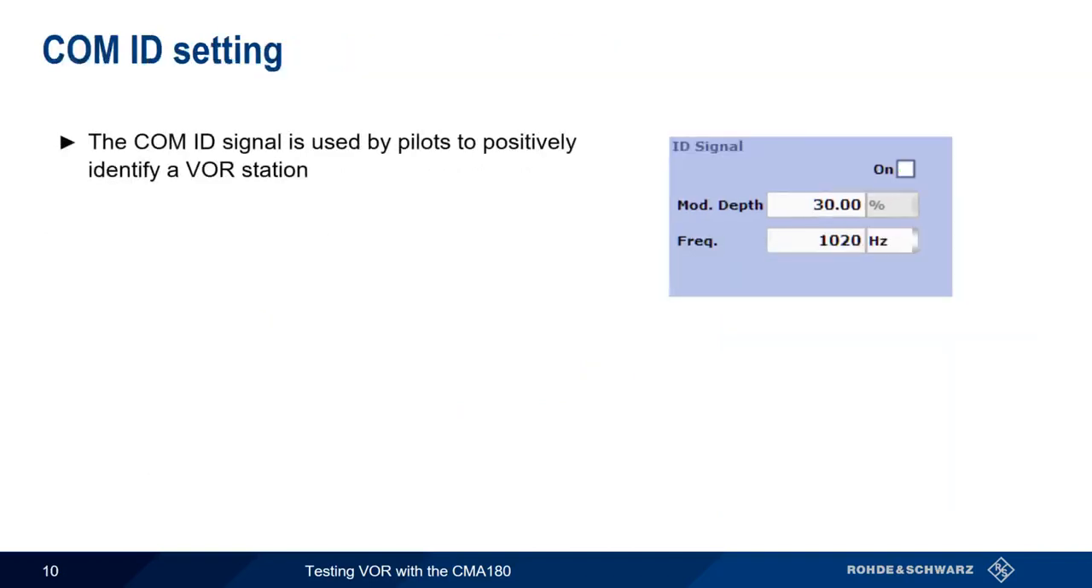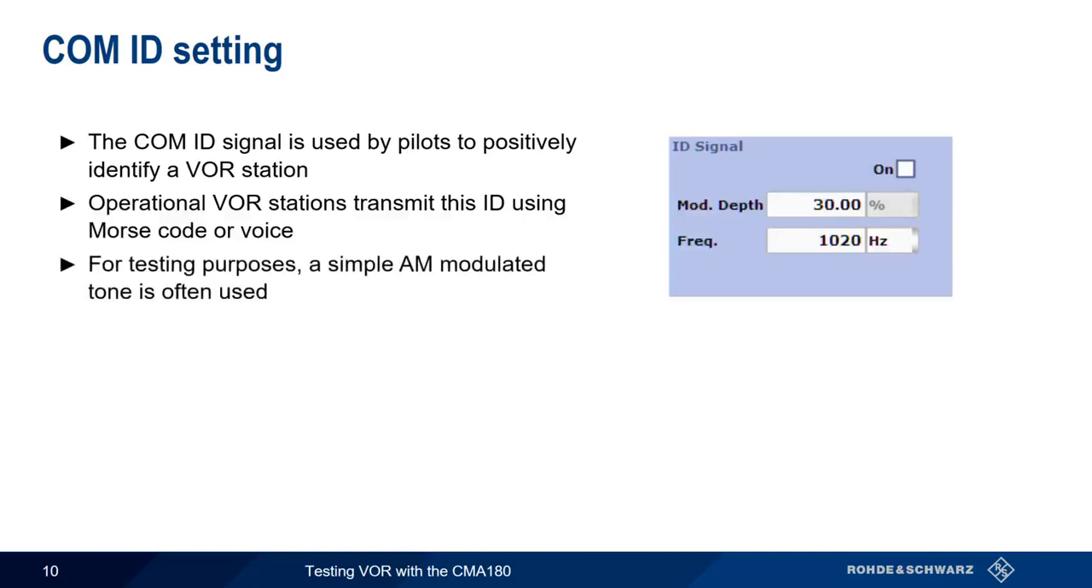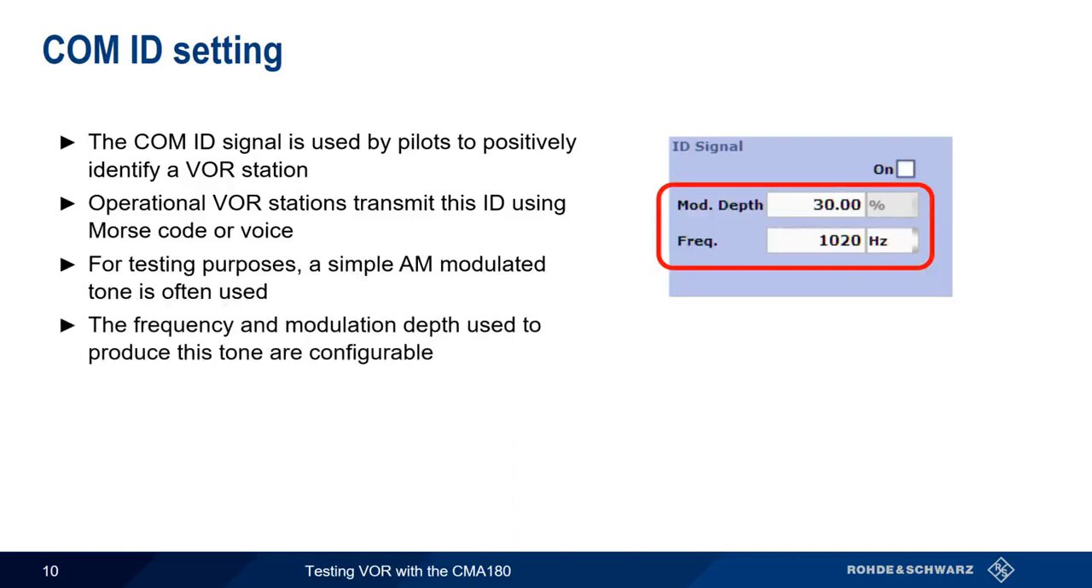The COM ID signal is used by pilots to ensure that they're tuned to the proper VOR station. Actual VOR stations transmit this ID signal either as Morse code or as a recorded voice message, but for testing purposes, a simple AM modulated tone is often used as the ID signal. The frequency of this tone and the modulation depth can also be configured.